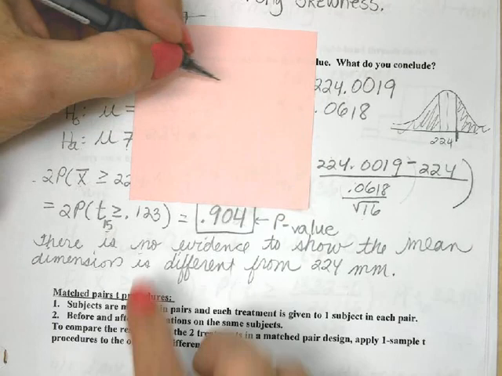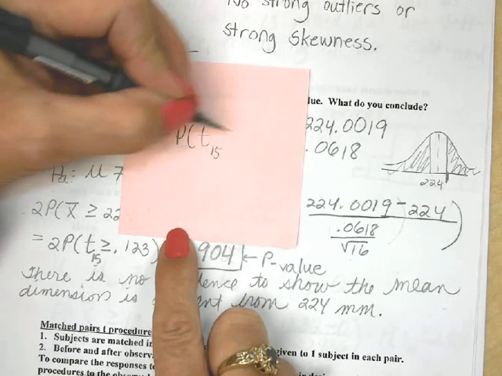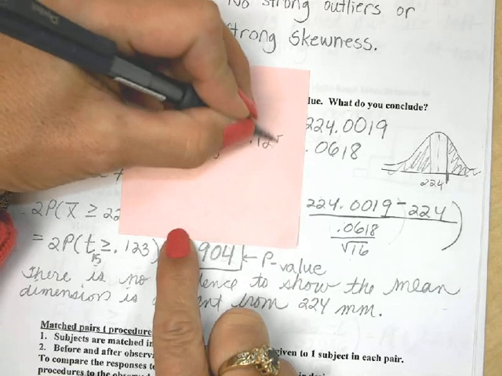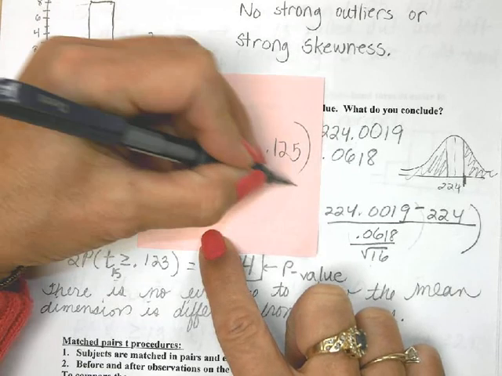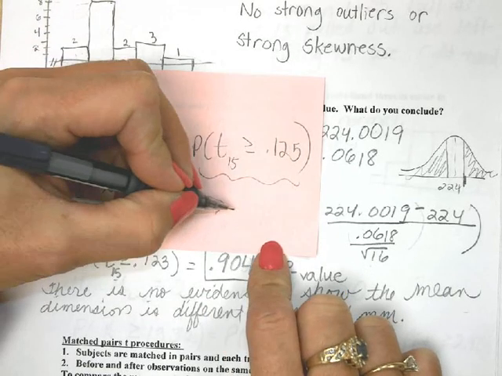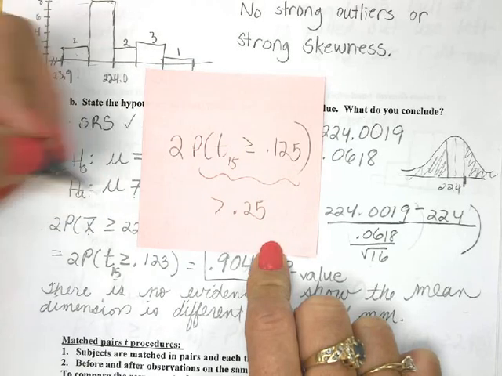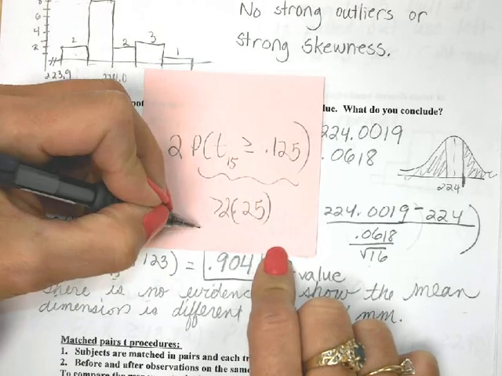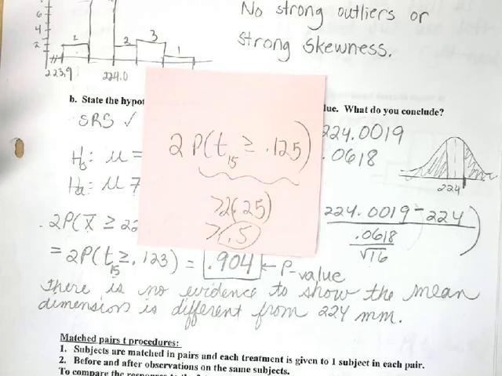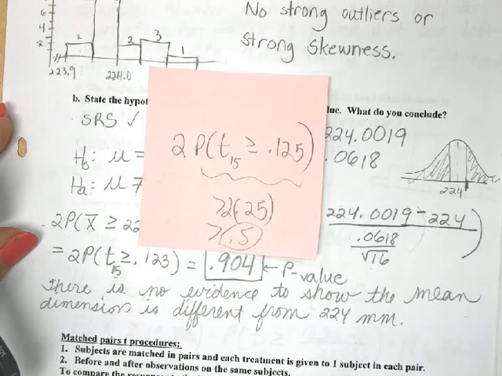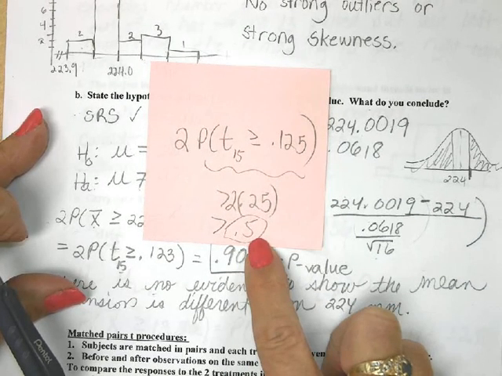So from the table, I would know that the probability of t with 15 degrees of freedom, using again the table in the back of the book, has to be bigger than 0.25. And then I'm doubling it, so I would know that this probability would have to be at least 50%. So although I can't find the p-value using the table in the back of the book, I can find out that the p-value would be something bigger than 50%.